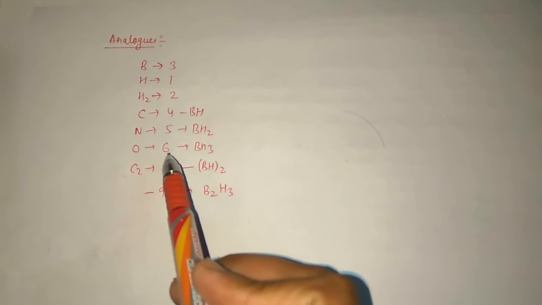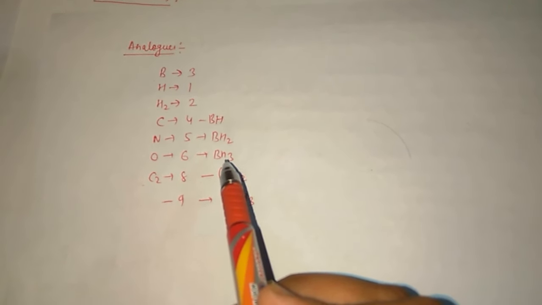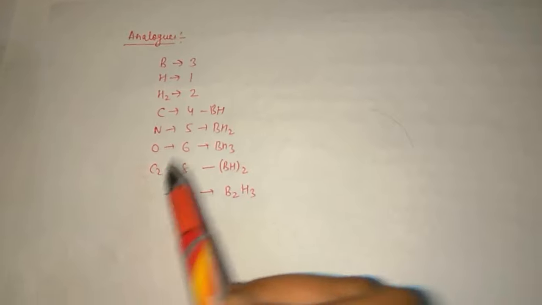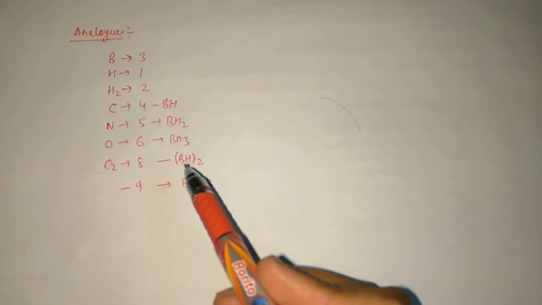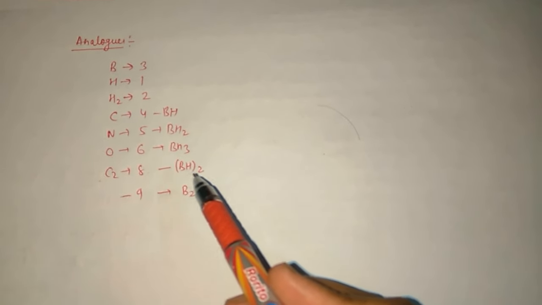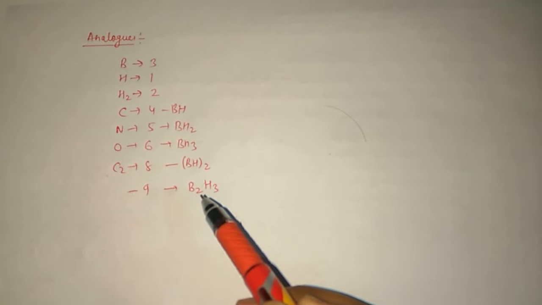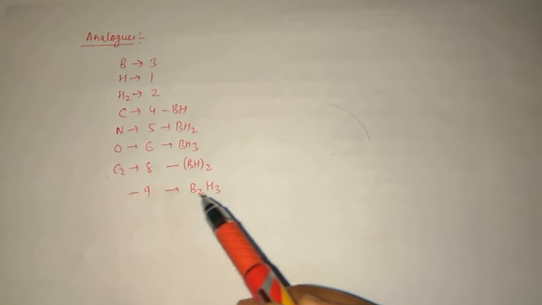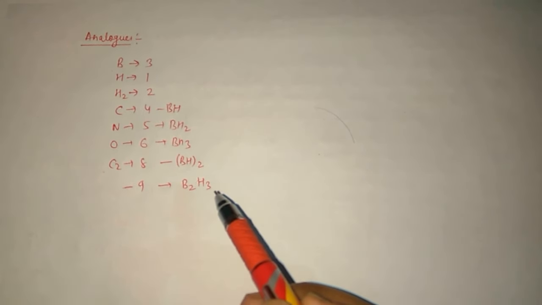In the case of oxygen, total electrons are 6, so it can be replaced by 1 boron and 3 hydrogen, 3 plus 3 equals 6. C2 consists of 8 electrons, so we can replace it with BH2, because 3 plus 1 is 4, 2 units correspond to 8 electrons. For 9 electrons, it can be replaced with B2, that is 6 plus 3, that is 9. It can be replaced with B2H3.